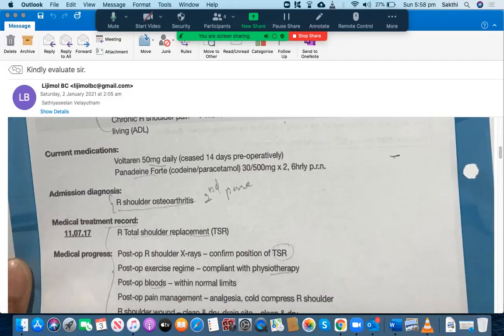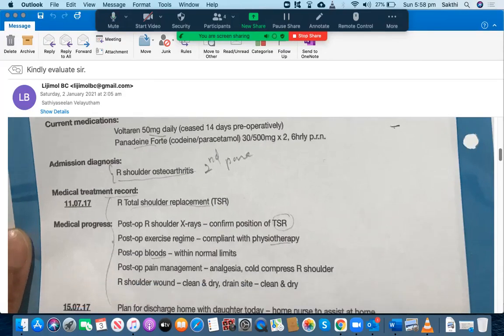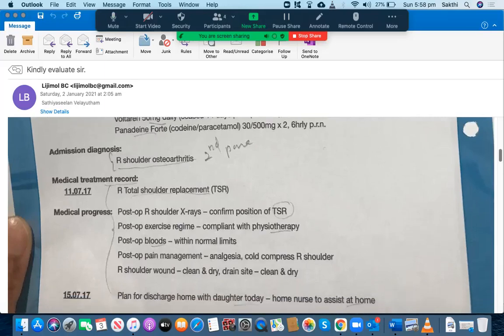That's not needed. It's finished, right? It's okay. Panadeine Forte needs to be done. Okay, 6 hourly. Okay, that's all right. Probably I didn't... You didn't mention that? Yeah. Every 6 hourly, but as required, but every 6 hourly, right? You should have mentioned the frequency over there. Okay.